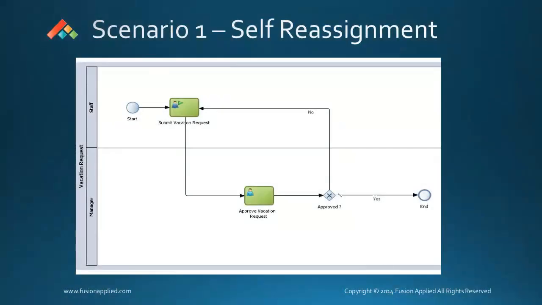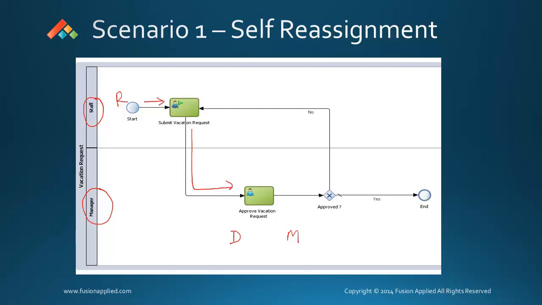Let's start with a self-reassignment scenario first. I'm going to have Raymond, who's in the staff role. You see the staff and the manager roles here in the swim lanes. So Raymond in the staff role is going to submit a vacation request, and that request will get routed to managers here, right? And who are our managers here? We have two managers. We have Deborah and we have Marie.